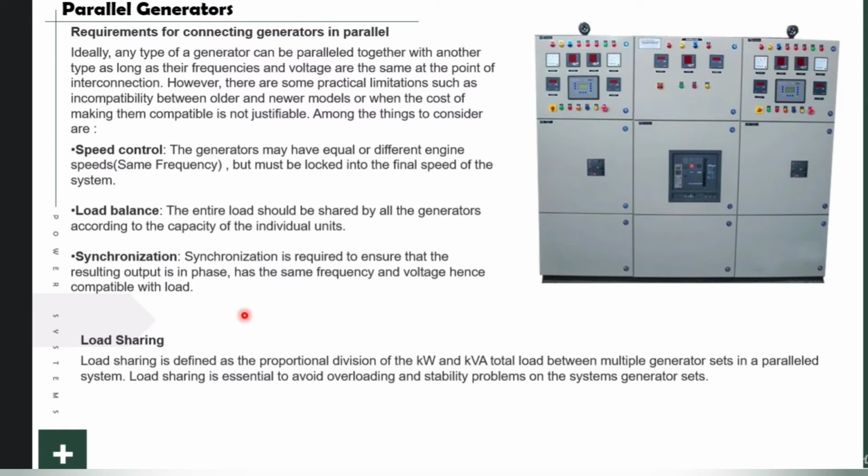And load sharing is defined as a proportional division of the kilowatt and kilovolt ampere total load between multiple generator sets in a parallel system. And load sharing is essential to avoid overloading and stability problems on system generator sets.